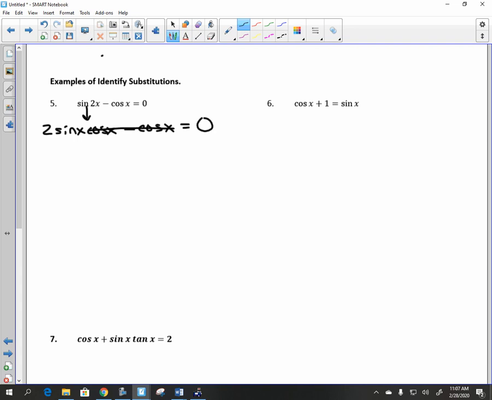Yeah, you're just going to cross out the cosines altogether because cosine minus cosine is 0. And you're going to factor out the cosine. And when you factor out the cosine, you're left with 2 sine of x minus 1. So I have the cosine of x is equal to 0. And then what's the next one going to be? Yeah, sine of x is equal to 1/2.